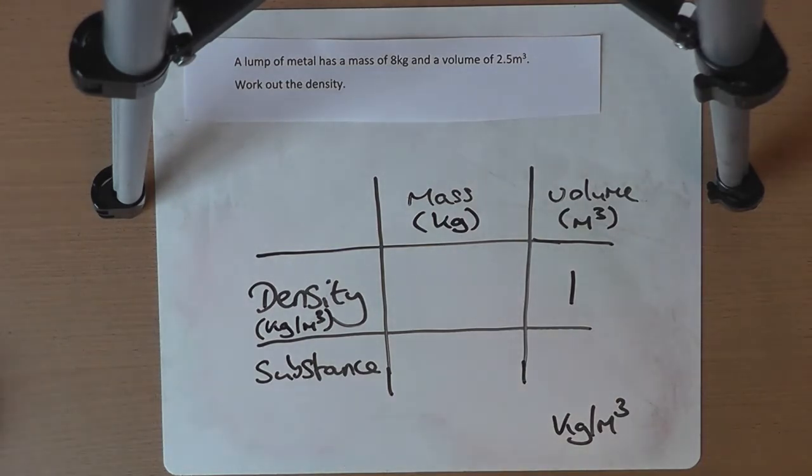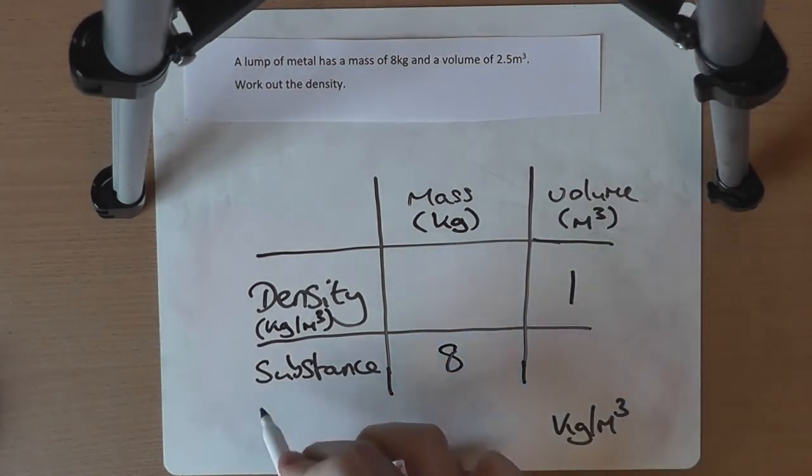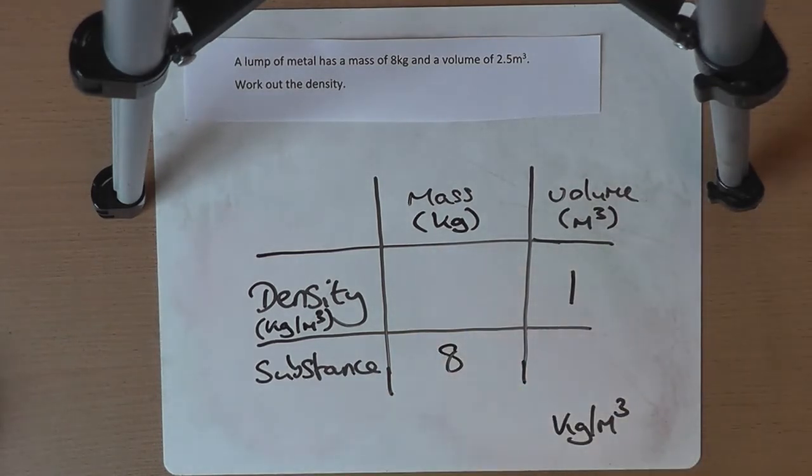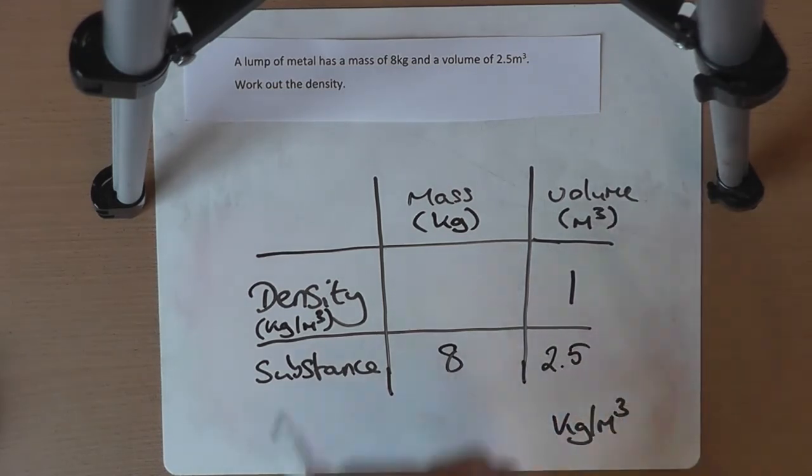Once we've drawn our basic table, which will always look like this, just with slightly different units perhaps, we need to pick the information out of the question and work out where it's going to go. So a lump of metal has a mass of 8 kilograms and a volume of 2.5 metres cubed. Those numbers are talking about the metal, which means they need to go on the row for substance. The metal has a mass of 8 kilograms, so the 8 needs to go in the mass box for the substance. And a volume of 2.5 metres cubed, so the 2.5 has to go in this box here, because that's the volume of the substance. A lump of metal has a mass and a volume.